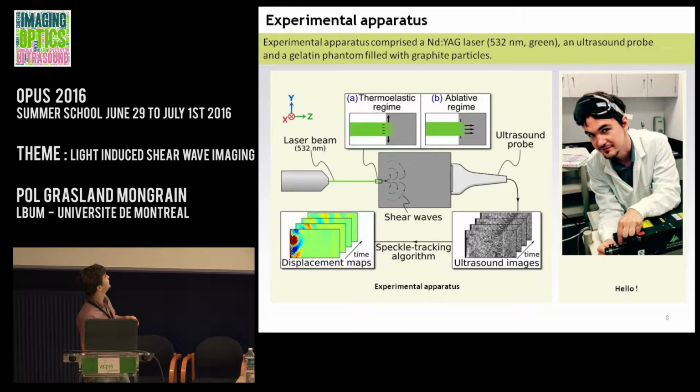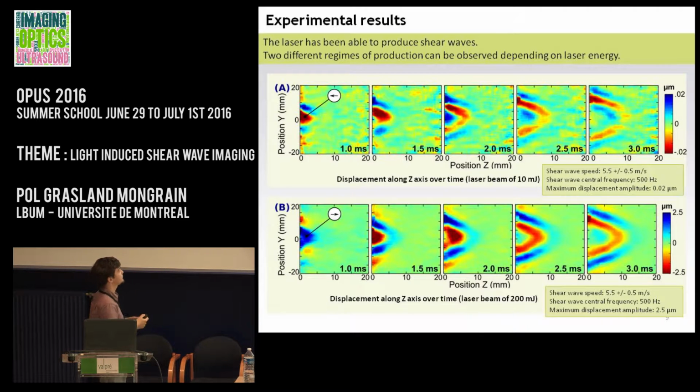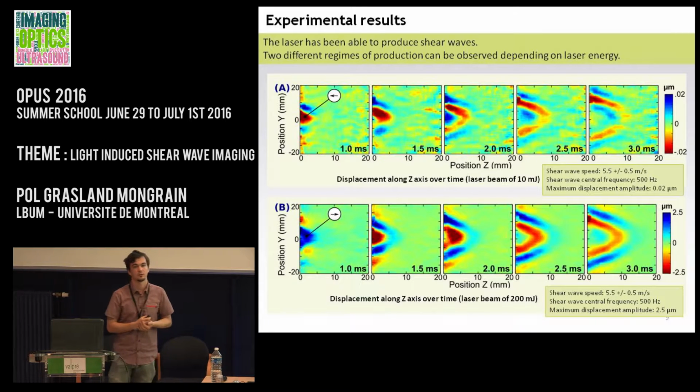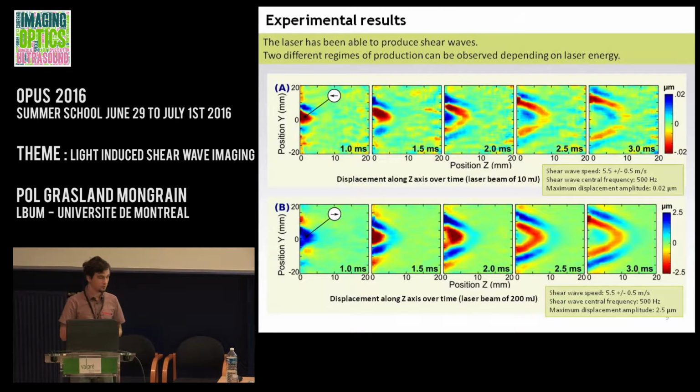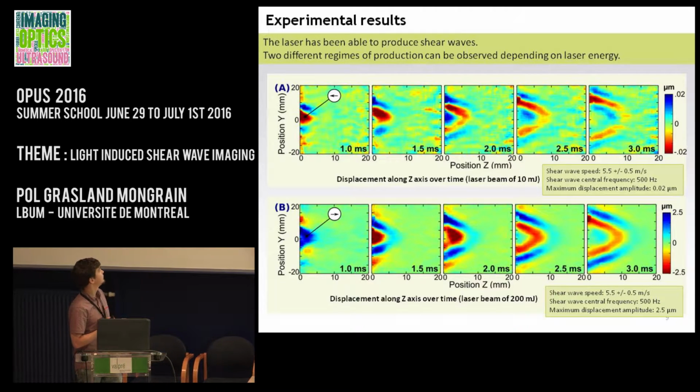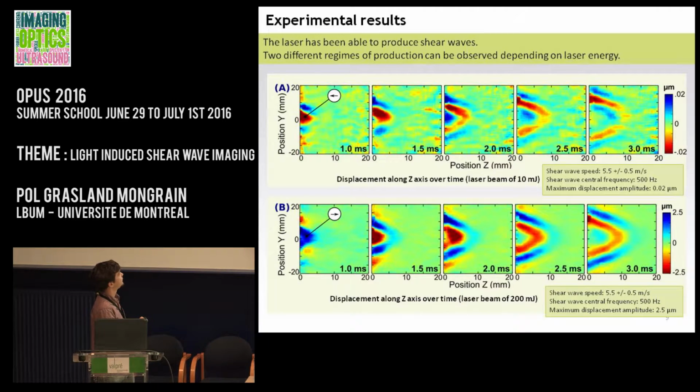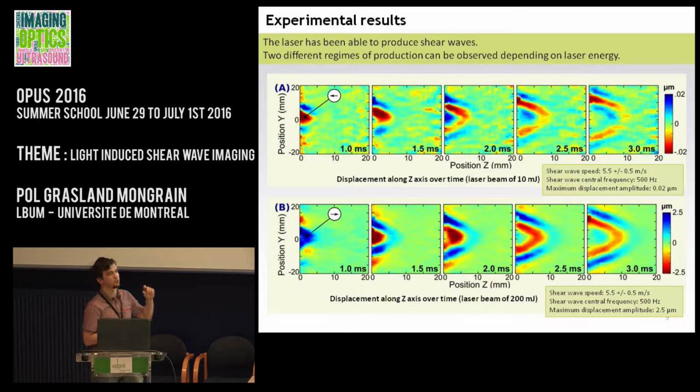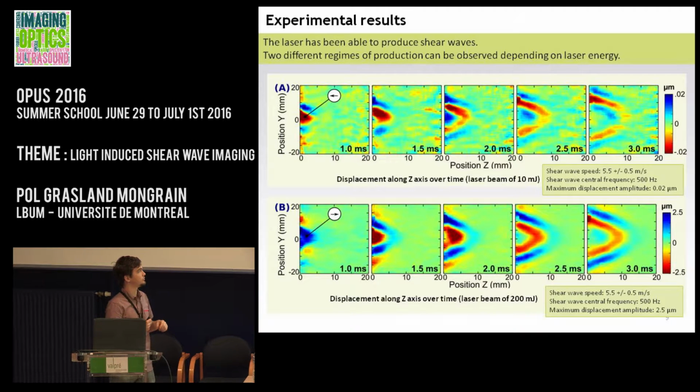So from this experimental apparatus, I have seen this. Here you can see the displacement inside the sample at different times: 1 millisecond, 1.5 milliseconds, 2.5, 3 milliseconds after laser emission. What we see is that there is a displacement which propagates as a shear wave inside the tissue. From the speed, which is 5 meters per second, we are sure that it is a shear wave. Its central frequency is 500 Hz, and the maximum displacement amplitude is quite low. It is 0.02 micrometer.